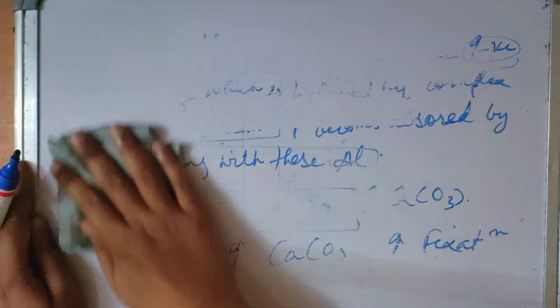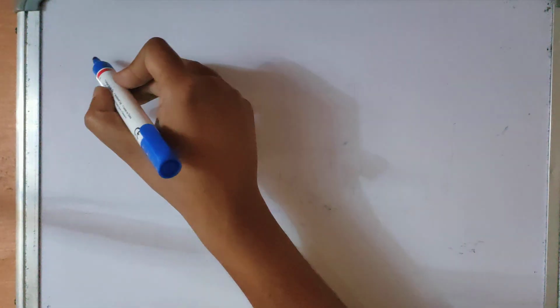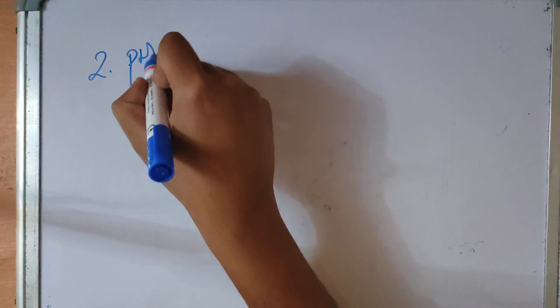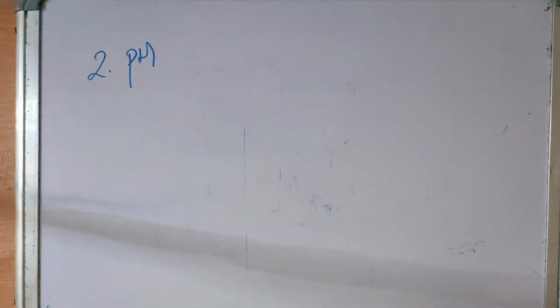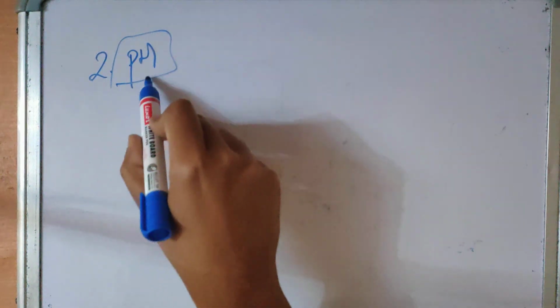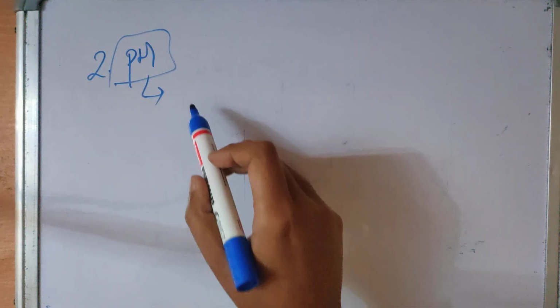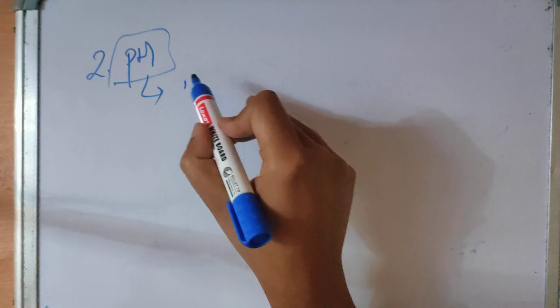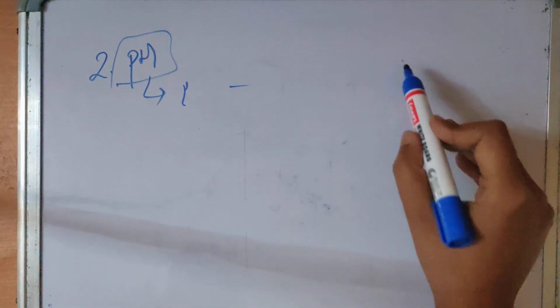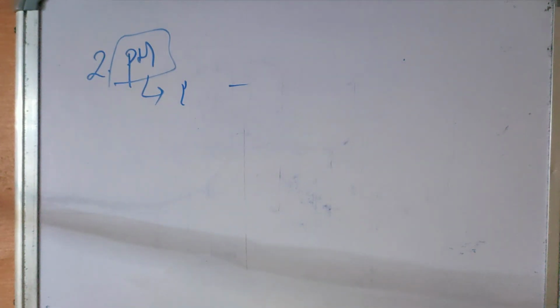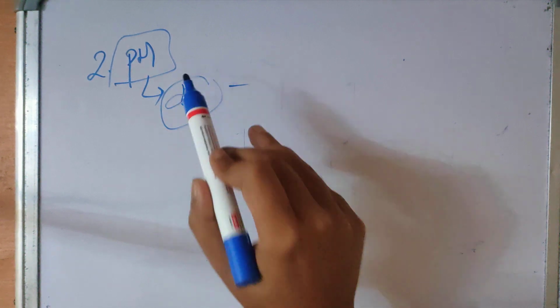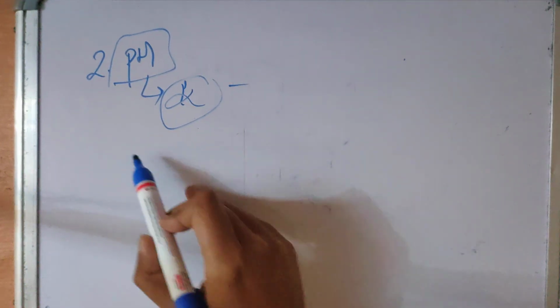Now moving on to the second point, that is pH. In pH there is no fixed amount of how phosphorus will be absorbed or fixed. The lower the pH, the lower will be the fixation, and the higher the pH, the higher will be the fixation. So it doesn't depend differently on pH.